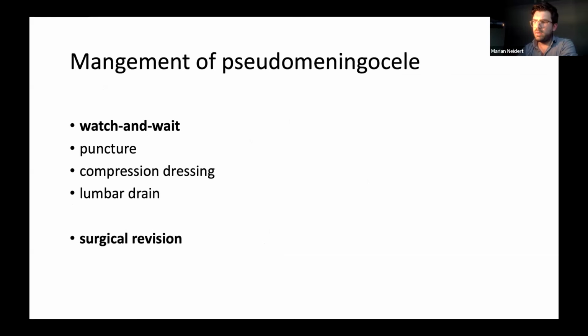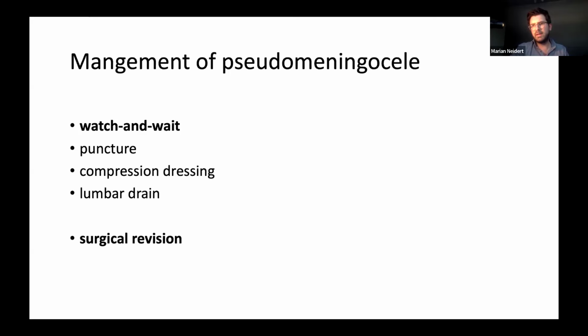So how do we manage pseudomeningoceles? If we see that in our outpatient clinic, one strategy is certainly watch and wait. A lot of them might heal on their own, especially the ones on the convexity. Other techniques are puncture, maybe in combination with a compression dressing, lumbar drainage, and surgical revision.